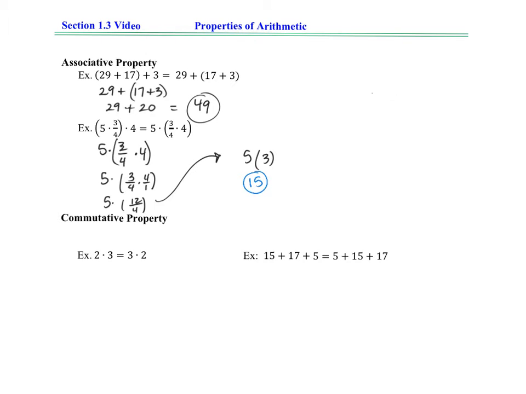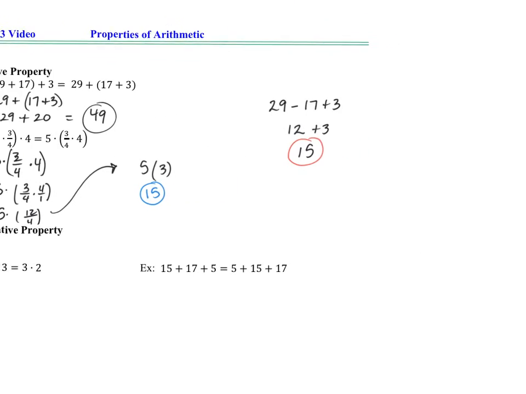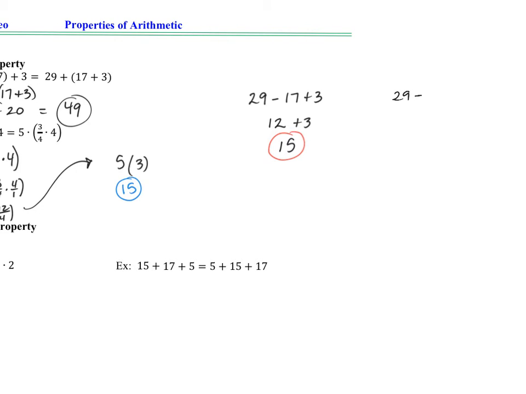Just be careful because this does not work with subtraction. If I had 29 minus 17 plus 3, the correct way to do this would be to take 29 and subtract 17 and get 12, and then add 3. So we would have a correct answer of 15. Notice if we tried to do associative property and group our 17 plus 3 and do this first, 29 minus 20 is only 9.